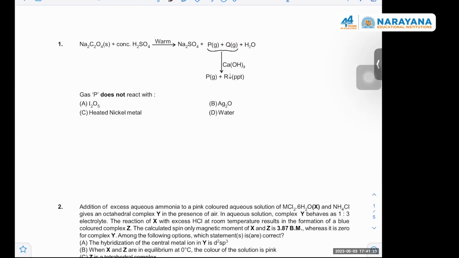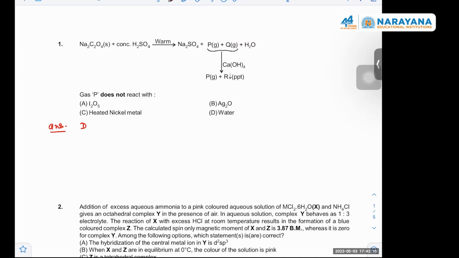Yes, the correct answer is D. The gas P will be carbon monoxide, right? And carbon monoxide gas can react with I2O5. It can react with Ag2O. Again, it can react with nickel metal. But CO gas is a neutral oxide, therefore it will not react with water. Okay, so the answer is D.